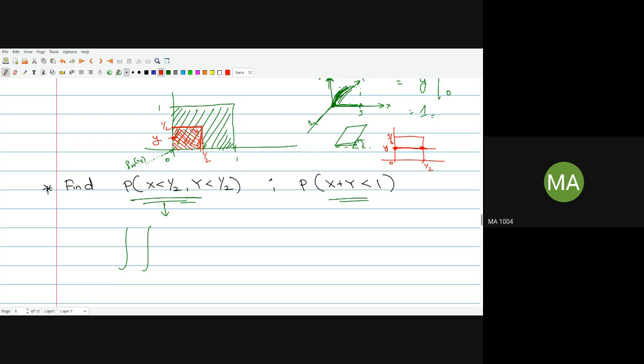Now what will be the limits of x when y takes y? y goes 0 to 1 by 2. So what are the limits of x? I have just fixed y, and for that y, I am looking at the limits of x. From where to where can x take? In this, it is 0 to half. This is half, right?